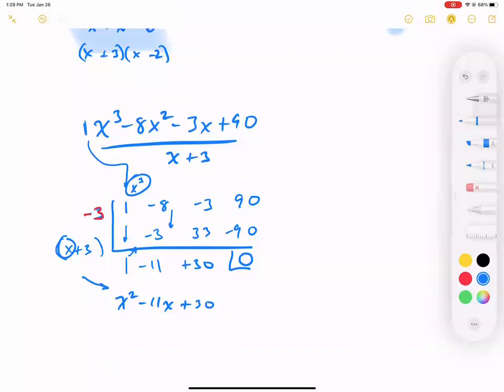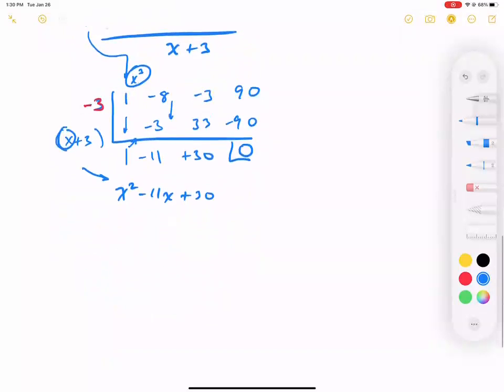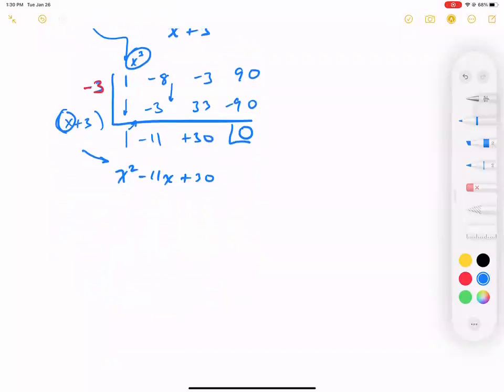Okay. Now, this is great, but what if I end up with a remainder? Let me give you a problem that's going to end up with a remainder, and we'll do an easy problem first. Just like long division, we might end up with a remainder, and let me show you how that looks. Let's do an easy problem: x squared plus 9x plus 25, and let's divide this by x plus 1.